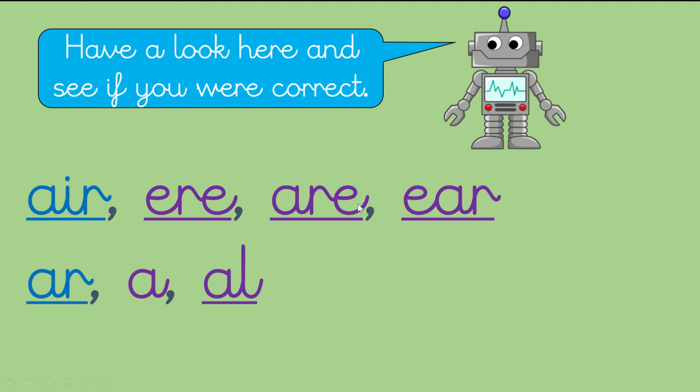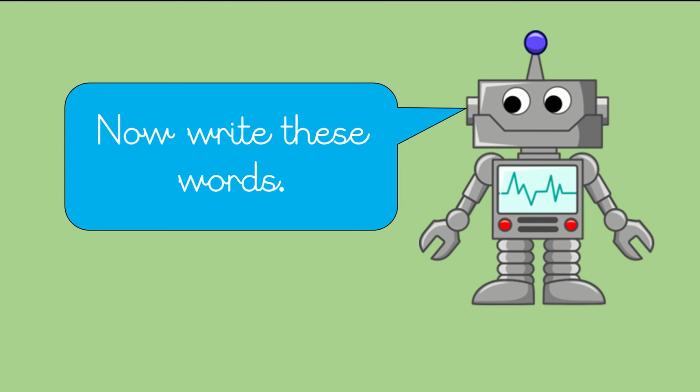Right, so air, you can spell it A-I-R. You can spell it with an E, an R and an E. You can spell it with an A, an R and an E. Or you can spell it with E-A-R. And R, you can spell it with an A by itself or A and L. So, now write these words.